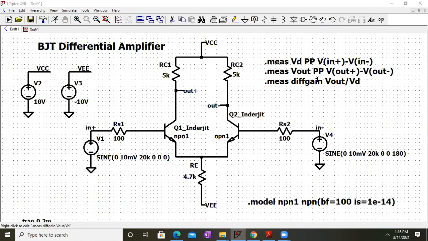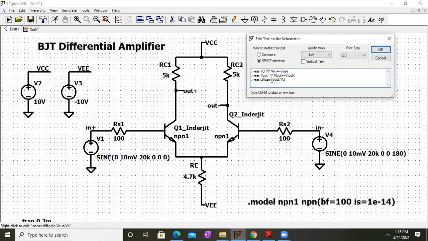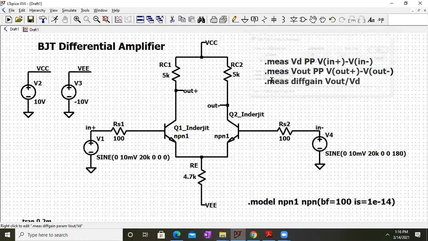Okay, fine. So we have to write dot. Okay, last statement, it's a small error. So dot measure differential gain param. We have to write param, add a param word over here. Okay, again simulate.